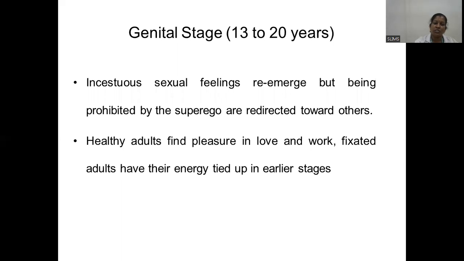Next is the genital stage. In this genital stage, the age is between 13 to 20 years. Sexual feelings emerge but are prohibited by the superego or redirected towards others. Healthy adults find pleasure in love and work. Fixated adults have their energy tied up in the early stages.